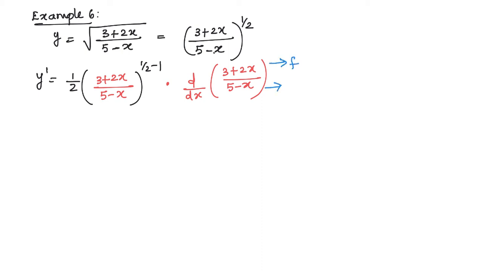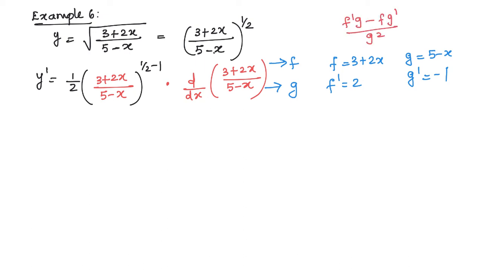So this is f, this is g. So f is 3 plus 2x, f prime is 2. g is 5 minus x, so g prime is negative 1. So the quotient rule is f prime g minus f g prime, whole divided by g square.